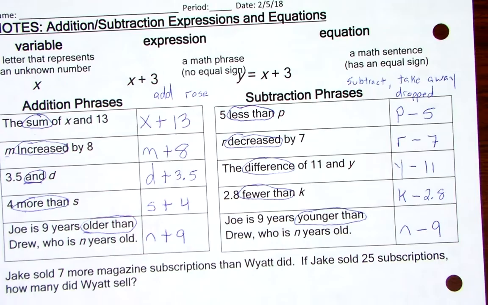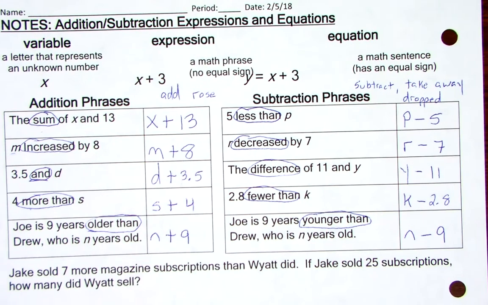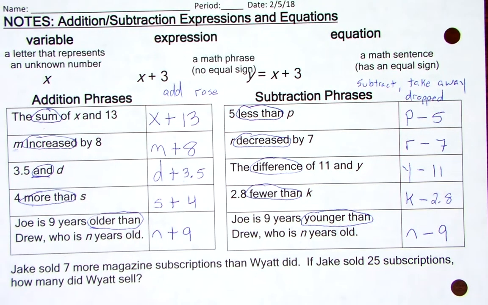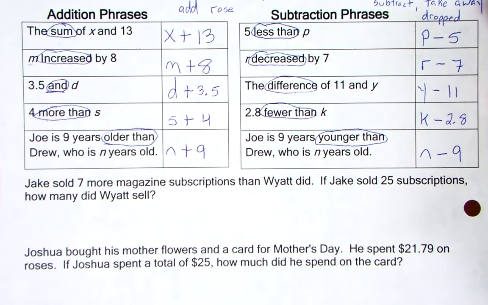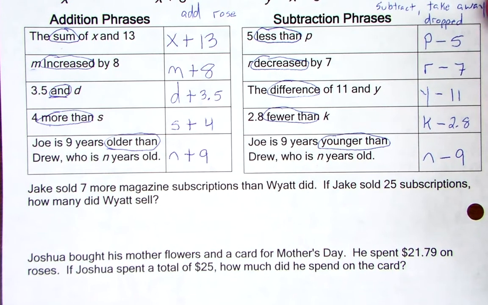Those are all some key words that mean to subtract. Okay, so let's see if we can do these next 3 examples. So these are now equations. So Jake sold 7 more magazine subscriptions than Wyatt did. If Jake sold 25 subscriptions, how many did Wyatt sell?